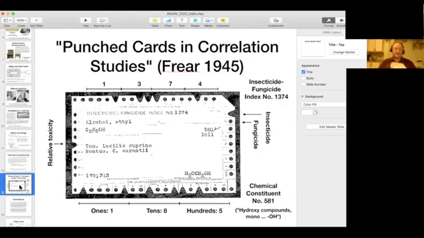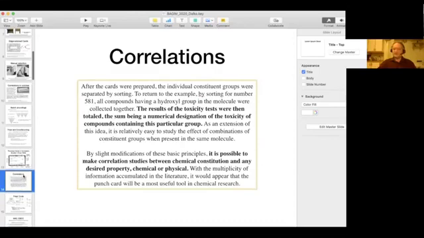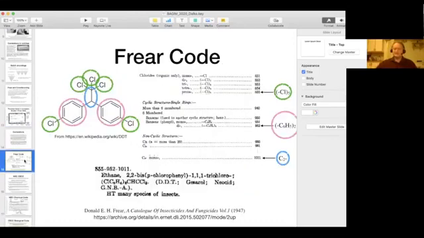And then on the side is relative toxicity, which in the paper they point out is done by taking all the cards that have a certain feature, comparing that to toxicity, doing the sum of that, and figuring out what the toxicity is. And for some modifications of that, you could do correlation studies between chemical constitution and any desired property, chemical or physical. So this sounds like what we do a lot of these days. And the code that they had was pretty good.